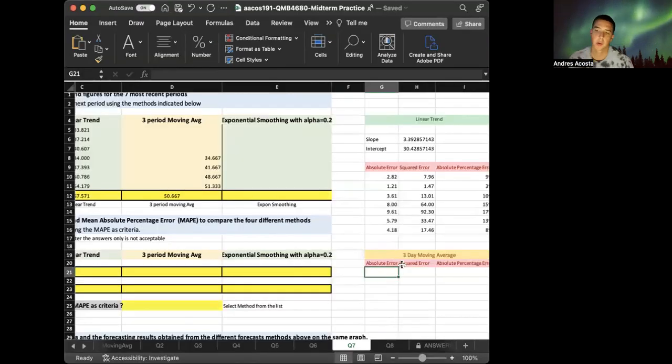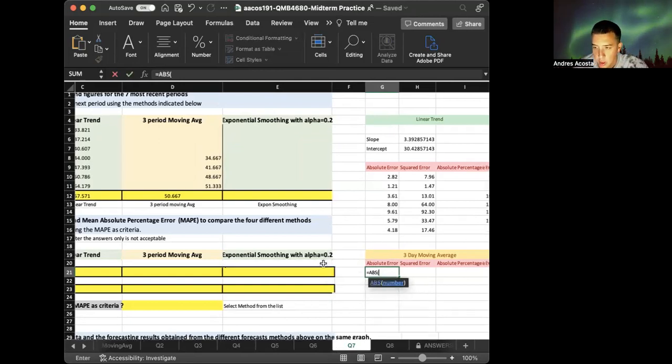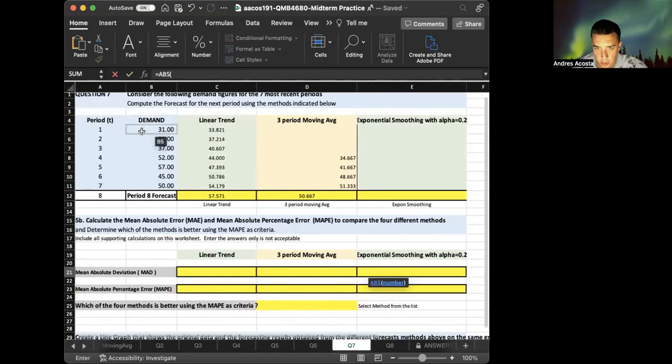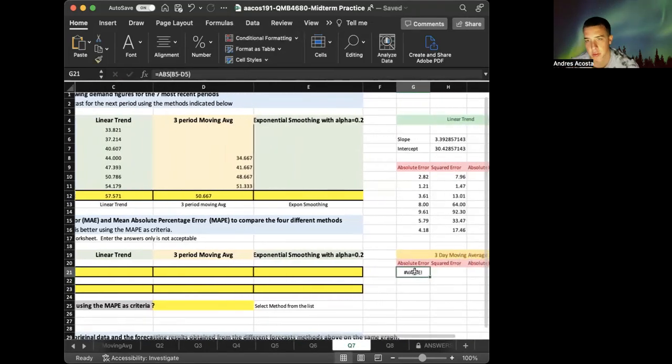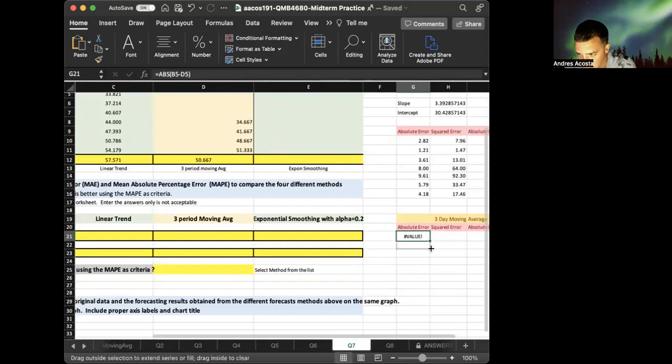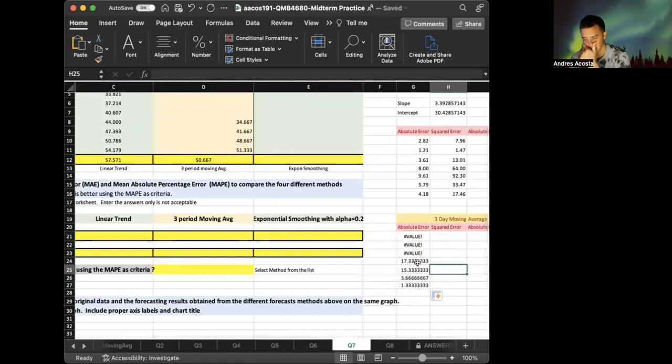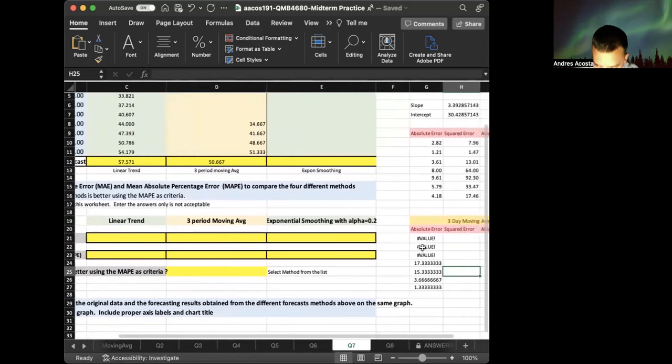Now to find our absolute error for the 3-day moving average, we will use our formula of ABS. Okay, ABS, and we will get our demand minus this. Yes, it's blank now, but remember we're gonna drag the cross all the way down, and we'll get the results for the other demands. So right now it gives us no value, but we will bring it down. So it's 1, 2, 3, 4, 5, 6, and 7, and you see that it starts giving us an absolute error value after the 3rd period.